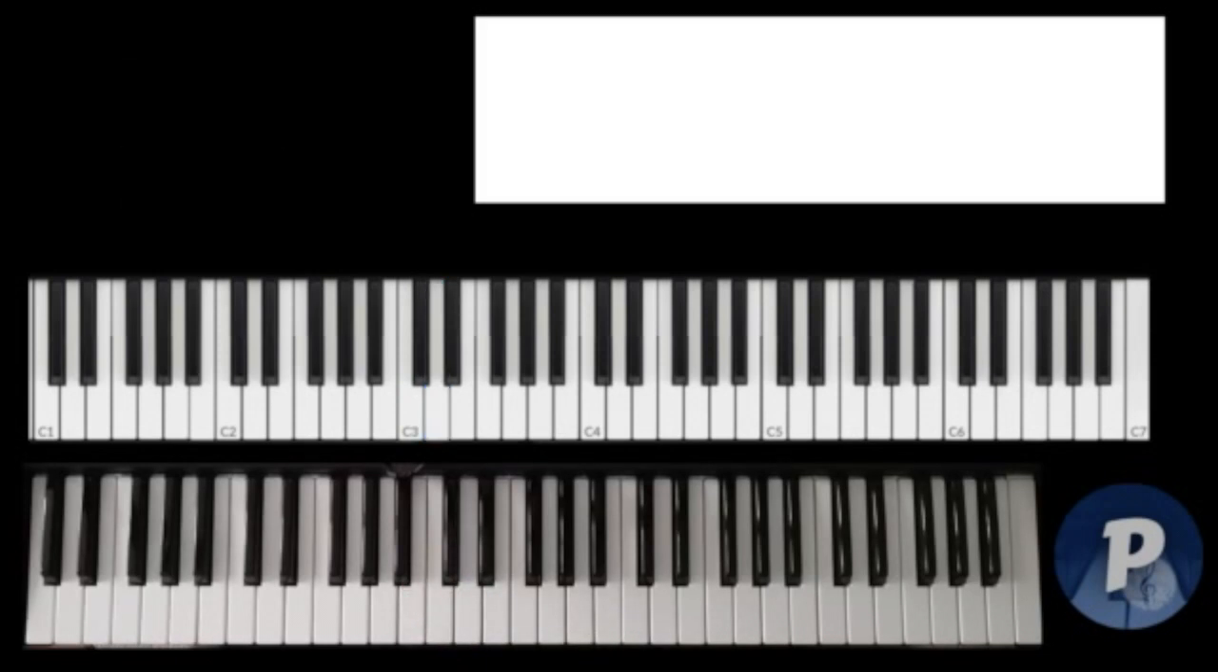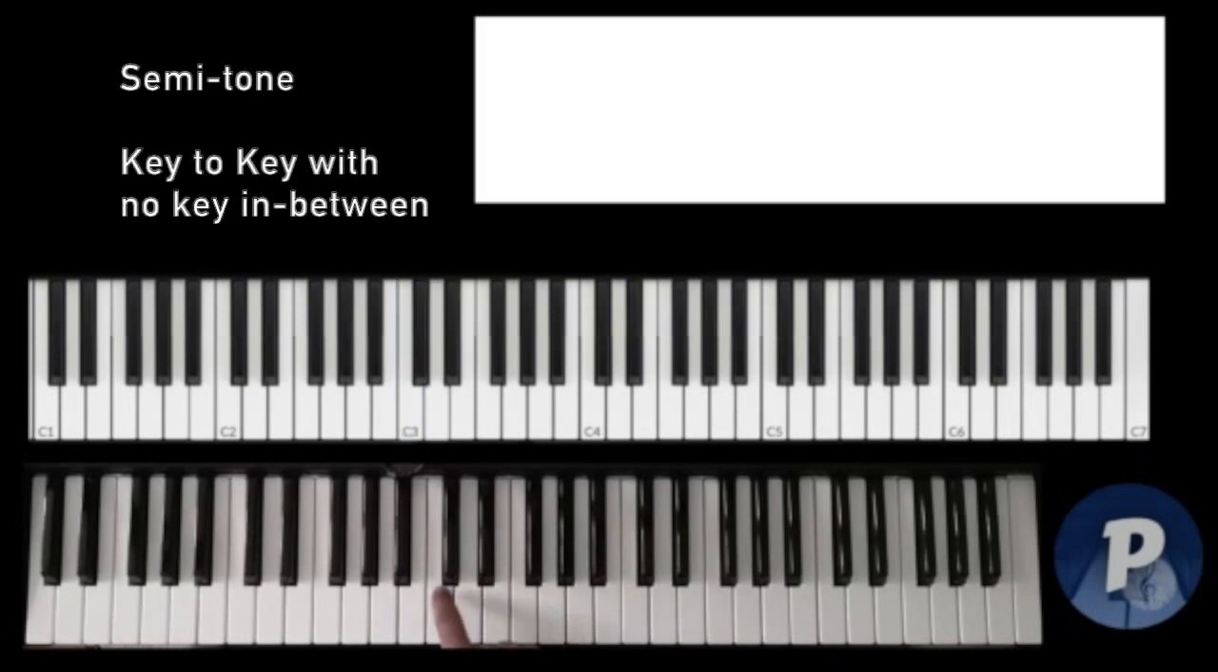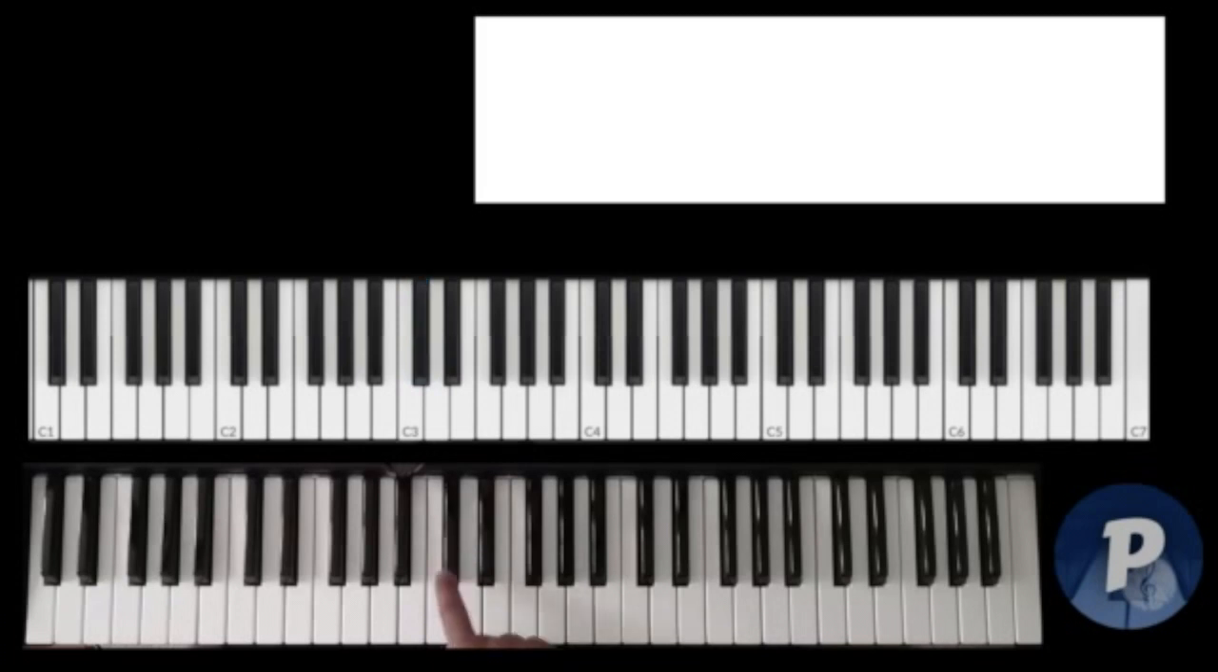So a semitone, the word semi meaning half, is from key to key with no keys in between. So instead of stepping over the immediate note, we play the immediate note. So we play the next immediate note away from the note that we were previously on. So whole step is a tone, a half step is a semitone. Okay, so from C to D would be a tone, and from C to C sharp would be a semitone.